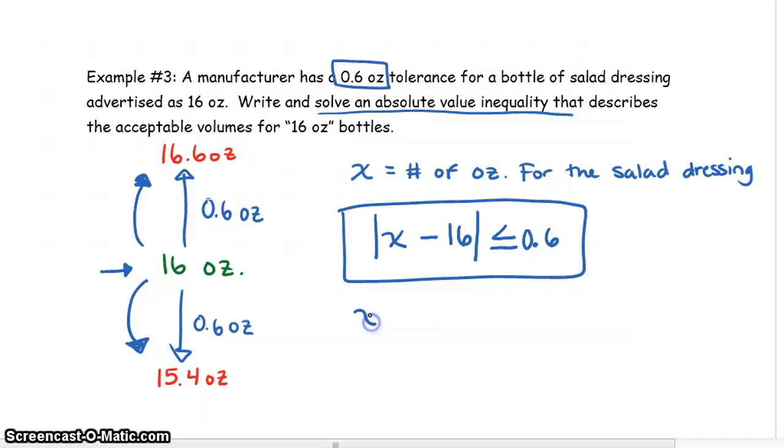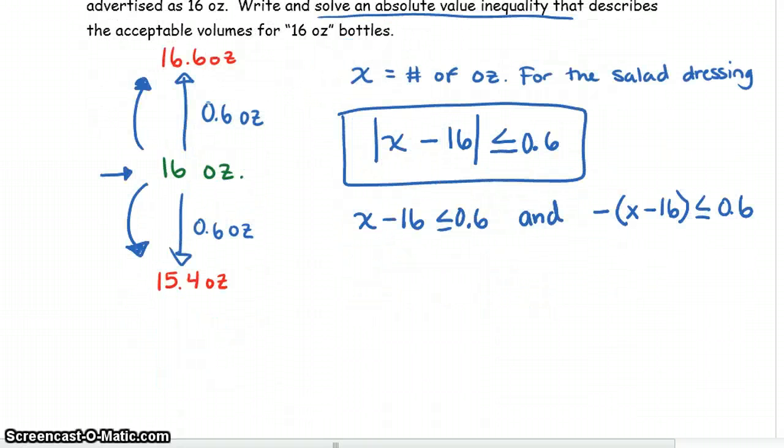Now it does say solve the absolute value inequality, and we're going to go ahead and solve it. So the first one will be x minus 16 is less than or equal to 0.6. Since it is less than, it is an "and" problem. And the second one will be the negative of this. Let's solve the first one. When we add 16 to the other side, we get x is less than or equal to 16.6.